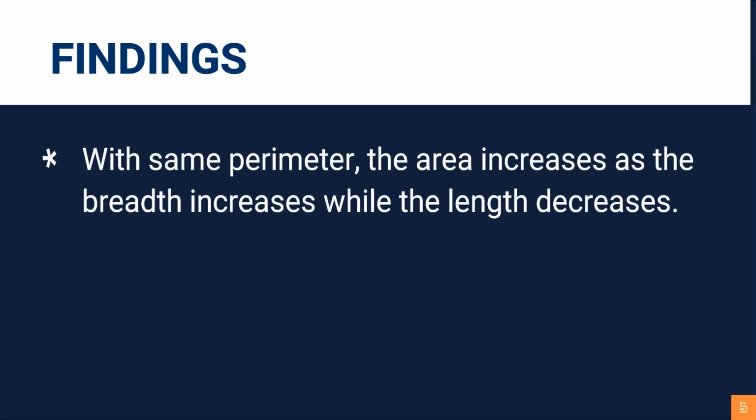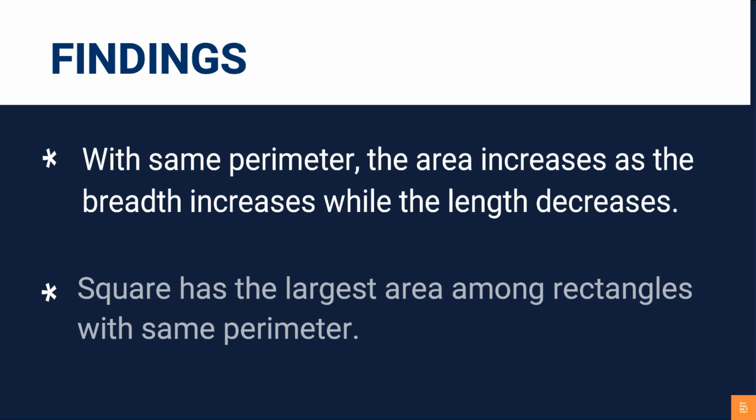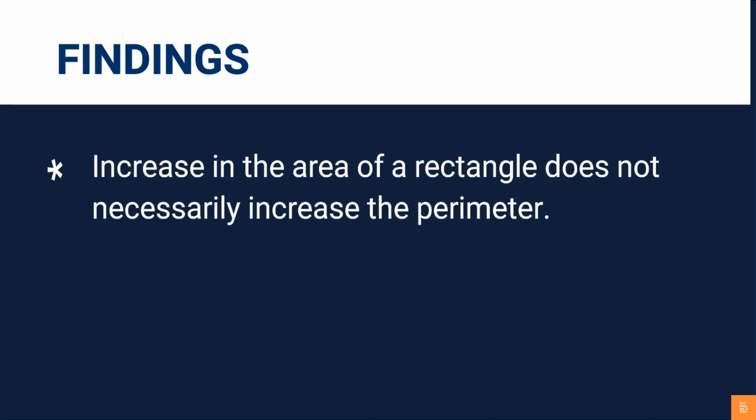With the same perimeter, the area increases as the breadth increases while the length decreases. Square has the largest area among rectangles with the same perimeter. Increase in the area of a rectangle does not necessarily increase the perimeter. Children will certainly enjoy the learning activities and be quite eager to participate in the investigation. Seeing what is happening really helps children understand better. Do such activity for rectangles with the same area, different perimeters.